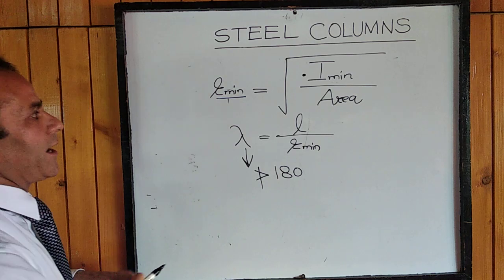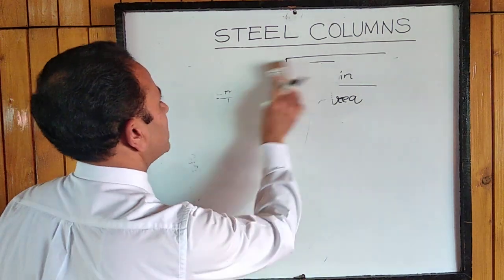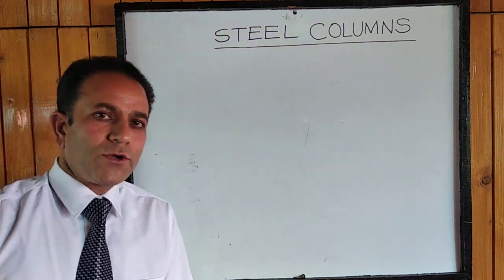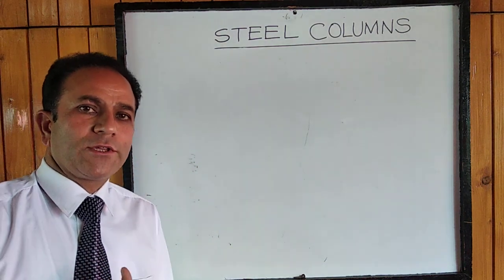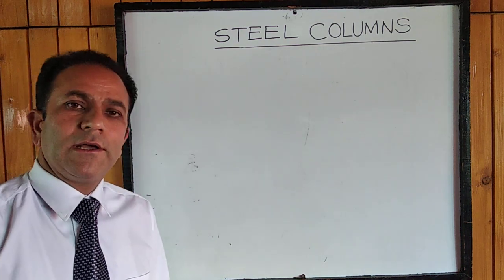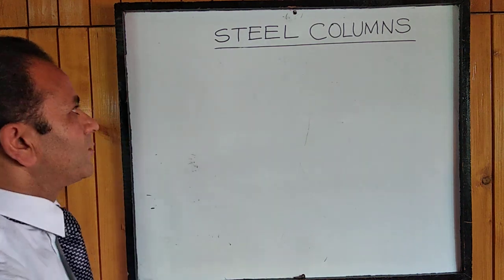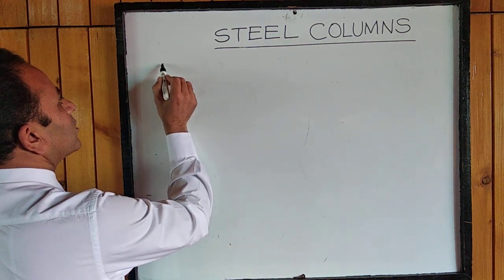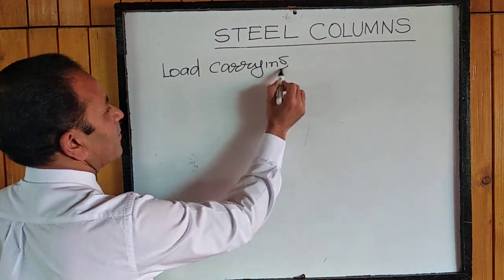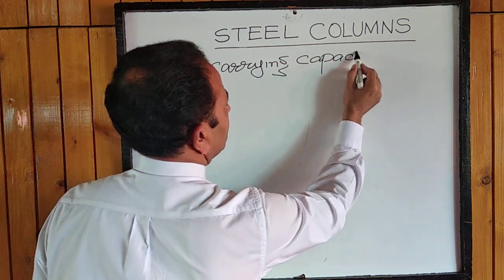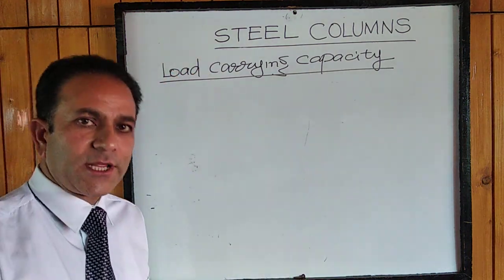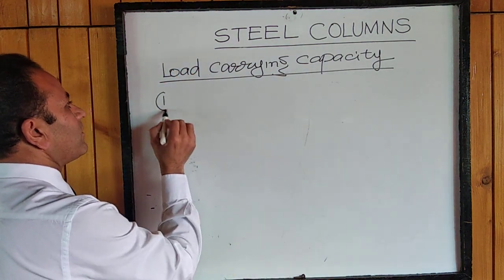So effective length and R minimum, these are two important parameters which we'll have to look out for in a steel column. So first of all, when the section is given, we look for the effective length of that particular column depending upon the end conditions, and we find out the slenderness ratio for that particular column. Then we come to the load carrying capacity of the column. So how much load it will safely sustain, that we will have to determine.